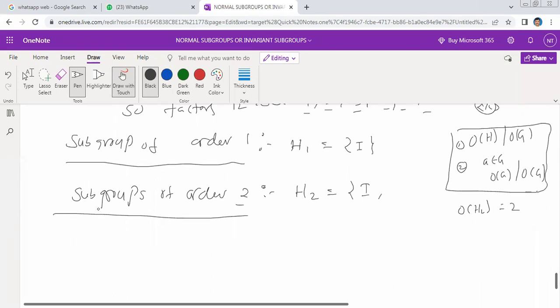If I want to find the subgroups of order 2, that is, order of H2 is equal to 2. What are the factors of 2? 1 and 2. We know that order of A divides order of H2.